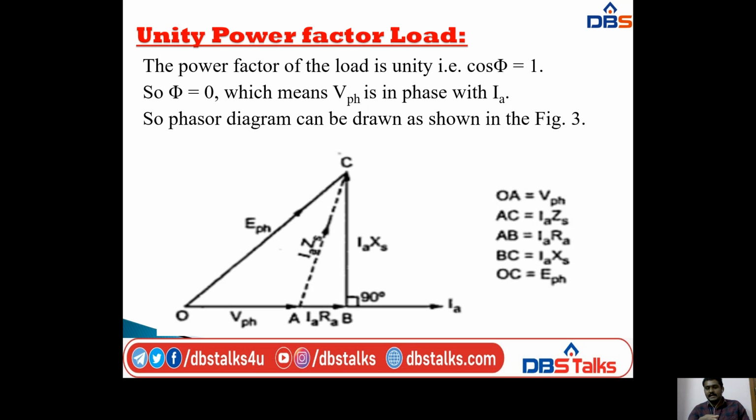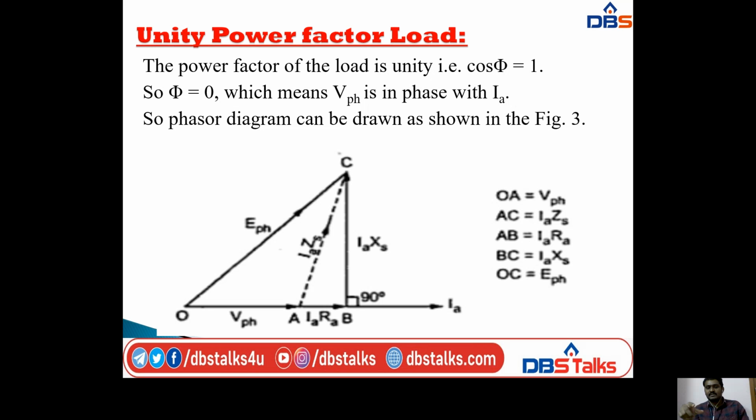And next, the IA XS drop is drawn perpendicular to the IA, that is, IA is perpendicular to the IA XS drop, that is exactly 90 degrees. And next I am drawing a dotted line that intersects the point C from A, that is IAZS, and O to C I am drawing a line, that is E phase.